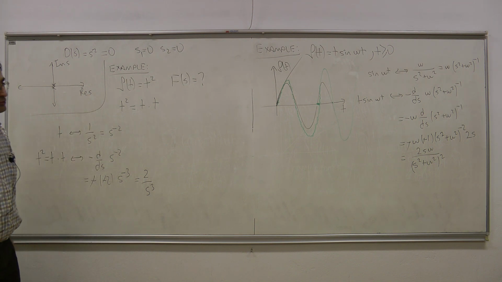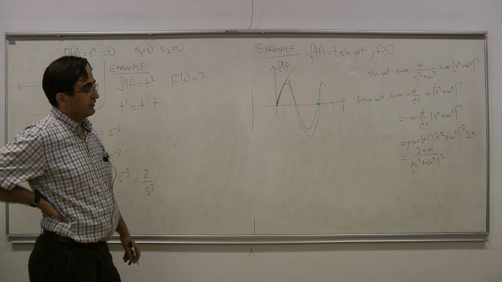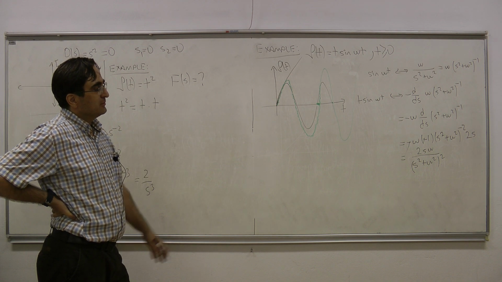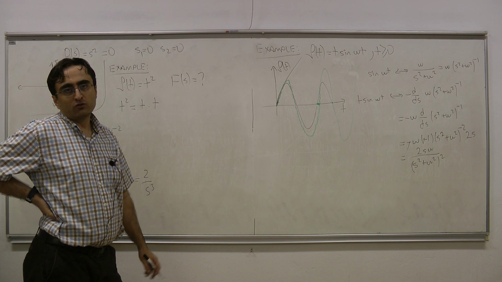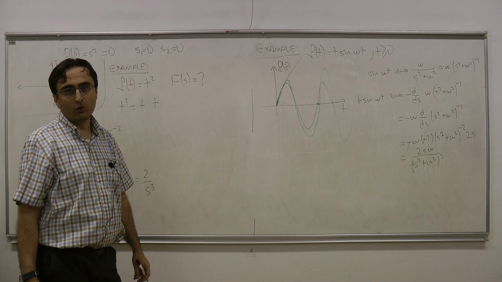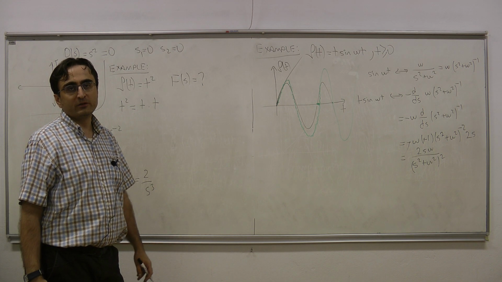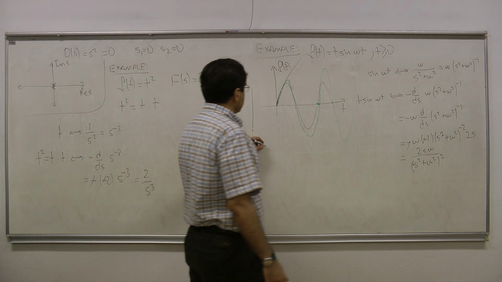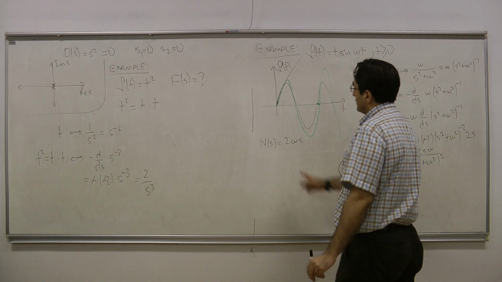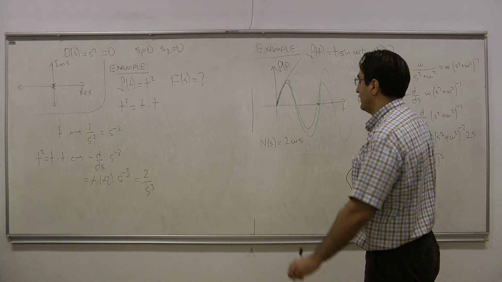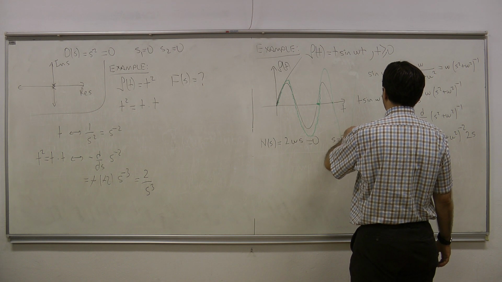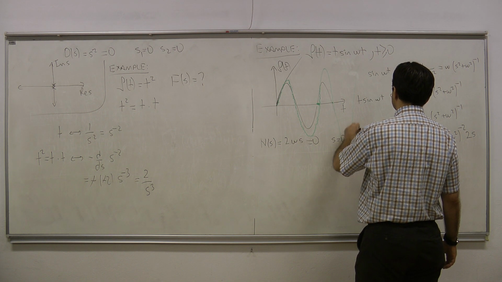Now let us try to draw the pole zero plot of such a function. All right? So how many zeros do we have? In order to answer that question, you need to look at the numerator polynomial. What is the order of the numerator polynomial? In this case, N(s) is 2 omega s. This is a first order polynomial, and when I equate this to 0, I get s equals 0, and I would have 1 zero here.